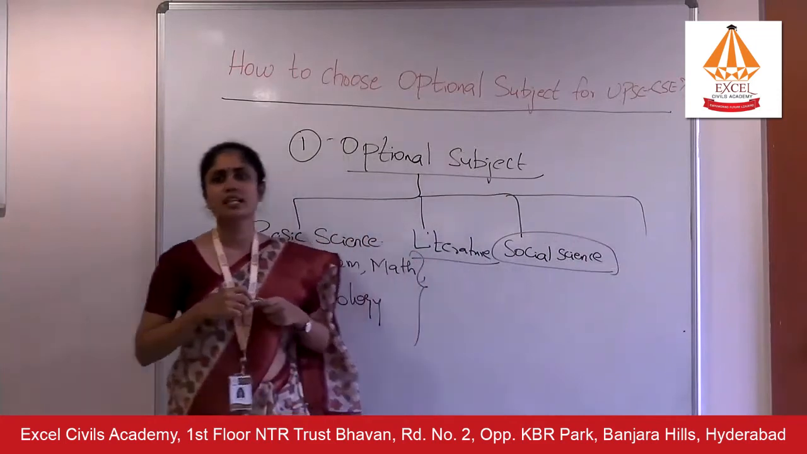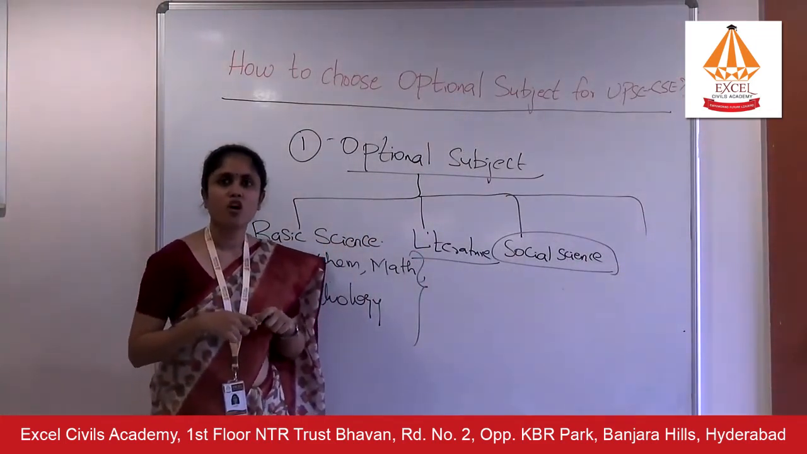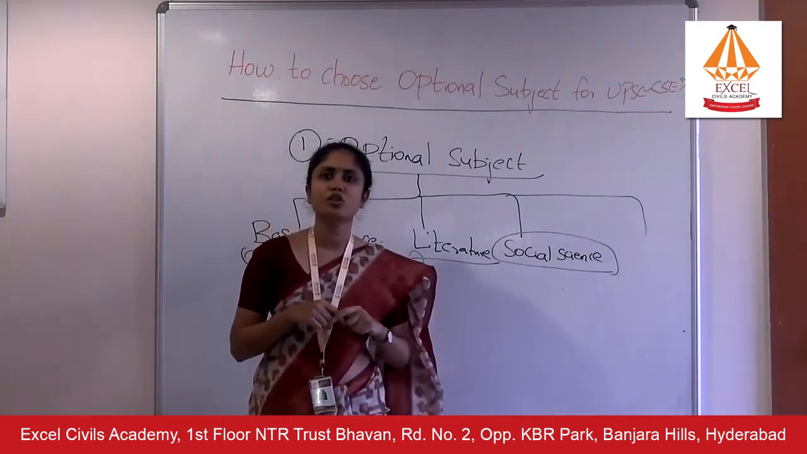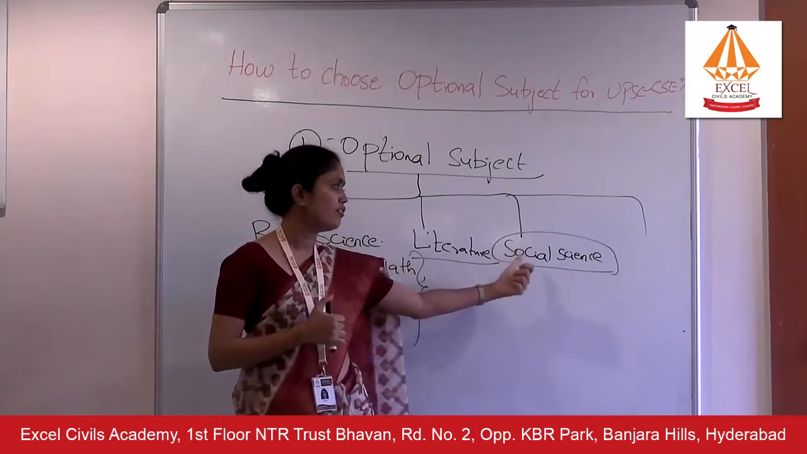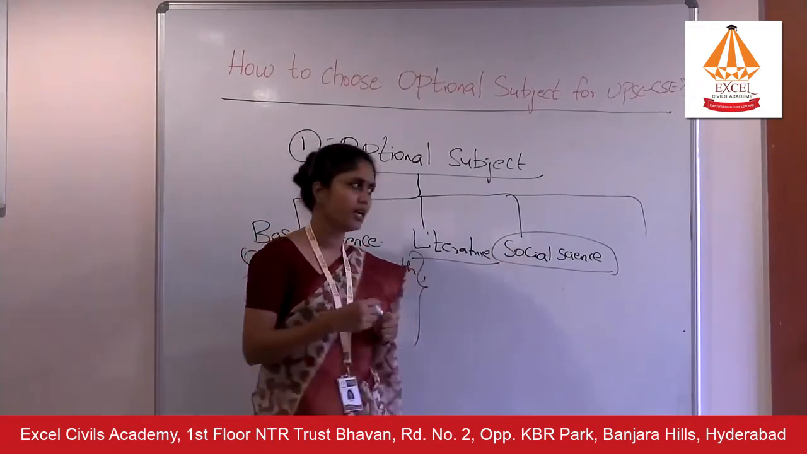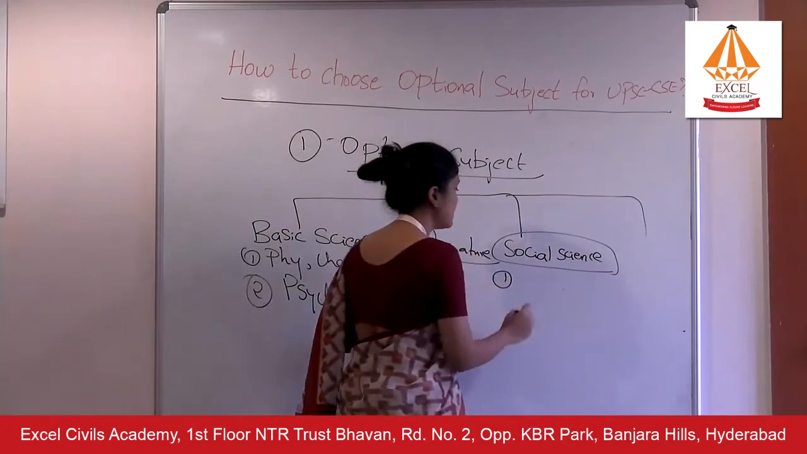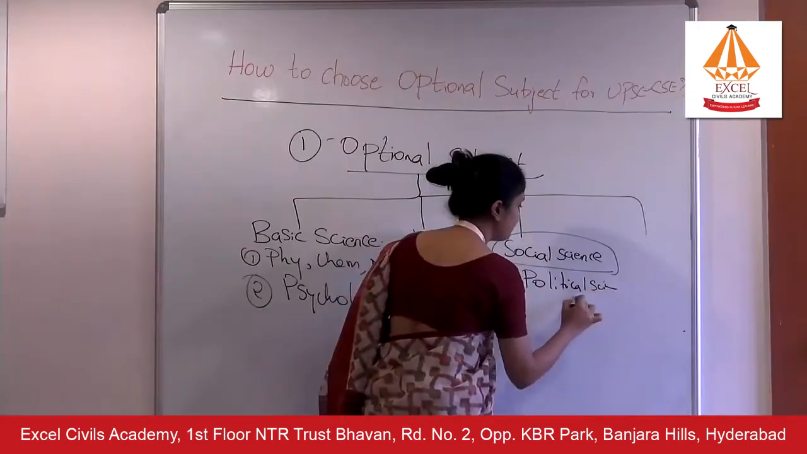Now, social science optionals are very popular among UPSC aspirants. Almost 90 to 95% of students who appear for the mains examination have one of these social science optionals as their optional subject. Okay. Now, within these social science optionals, you have your political science and international relations, PSIR.